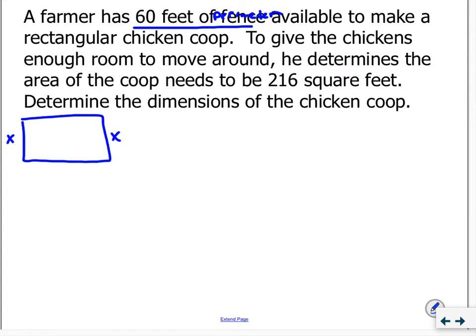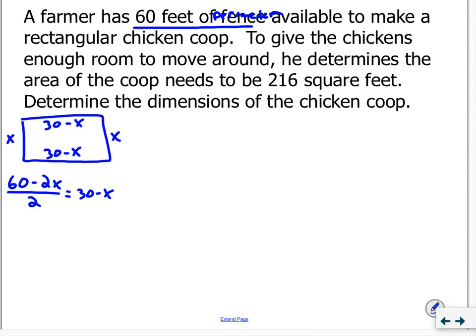So I have 60 feet of fence. If I've used up x of it, I have to take that away. So I have left 60 minus 2x of it. But I've got to put it on two different sides, so let's divide that by 2. Then each side of my fence I can represent by 30 minus x.